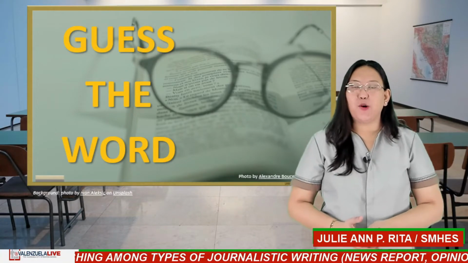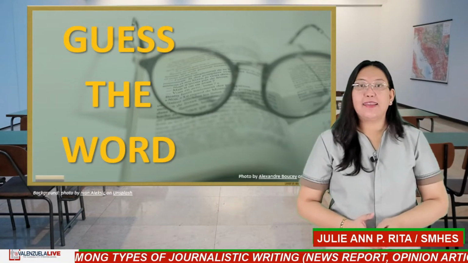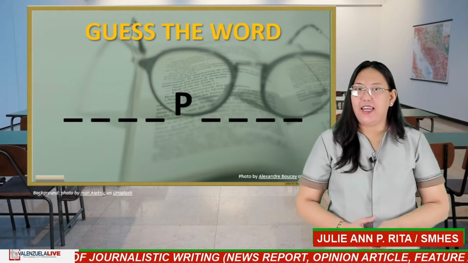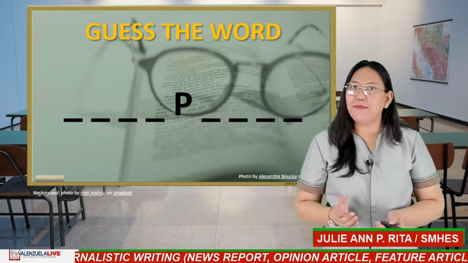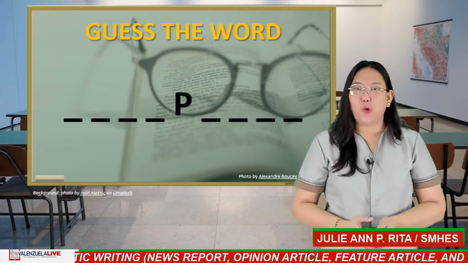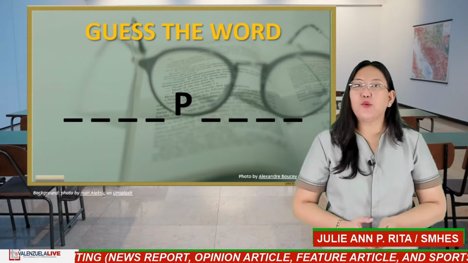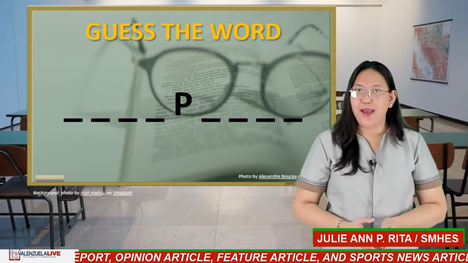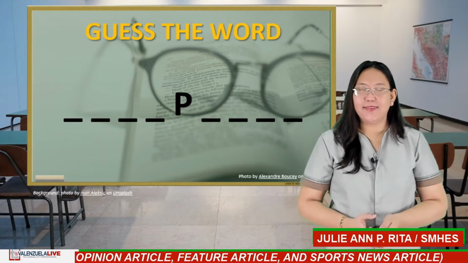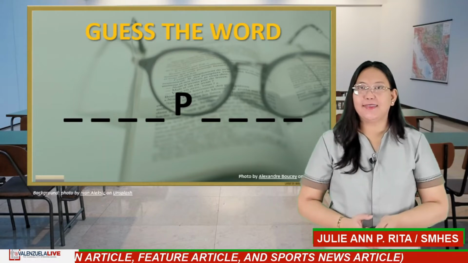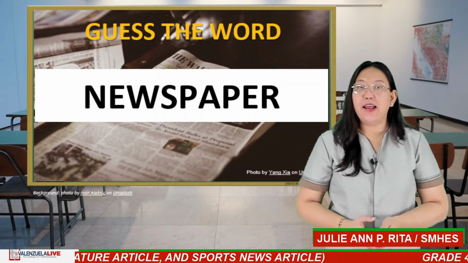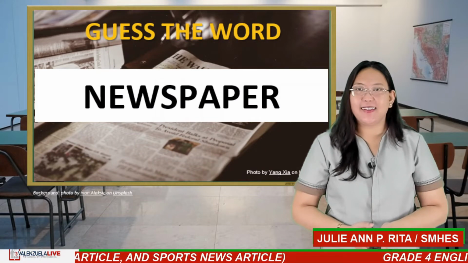First, help me solve this riddle. Try to guess the word. I contain information but not a book, printed and sold for fresh news to unfold. What do you think I am? If your answer is a newspaper, then you are correct.